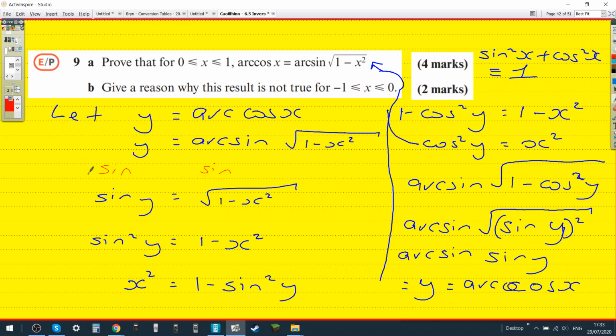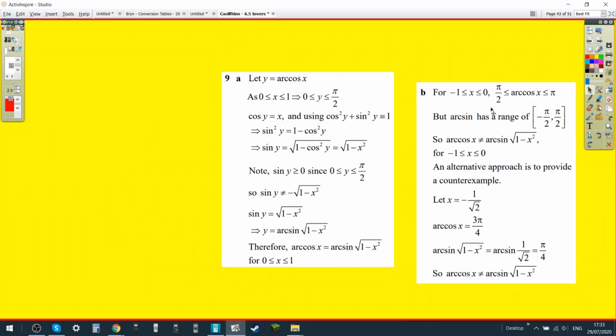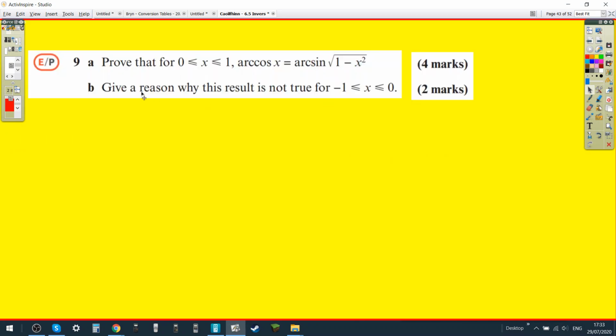Any idea about b? Because it's negative. Yeah, that's true, because you can't have a square root of a negative. So it's basically outside the range. Can't square root negative.